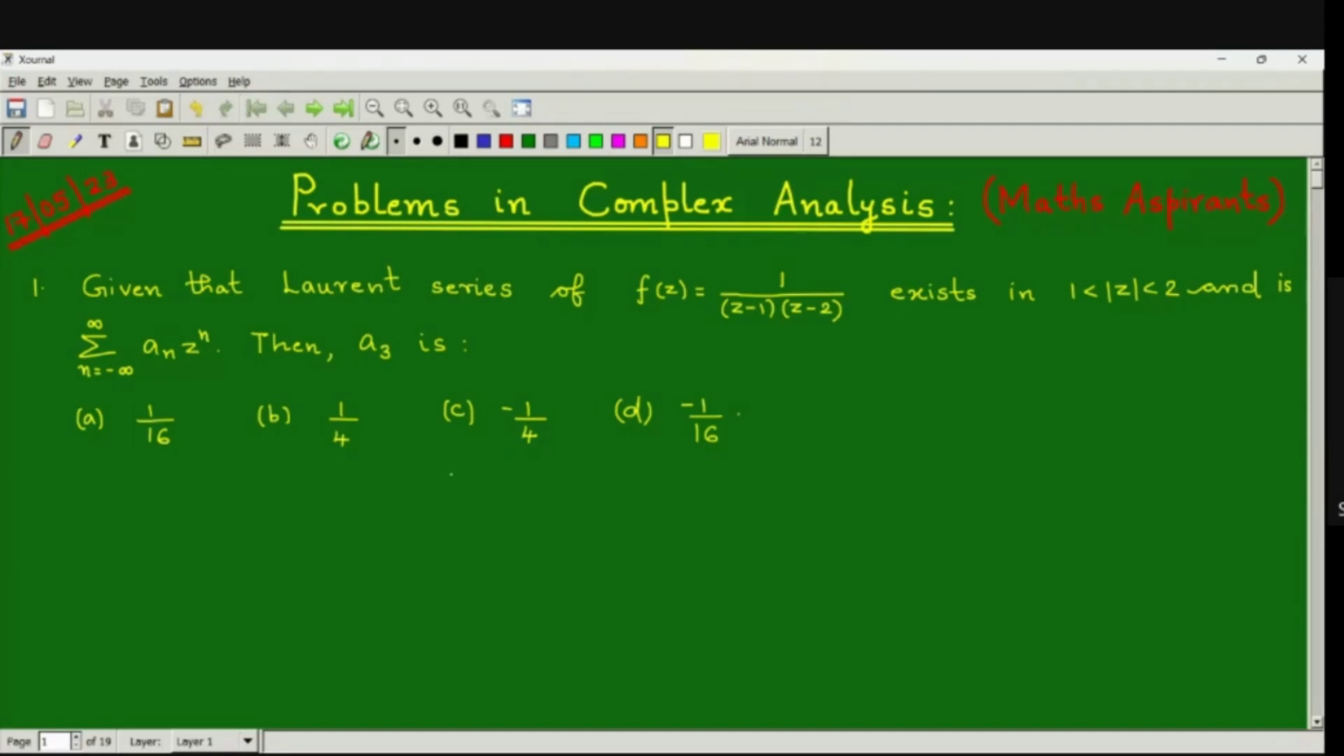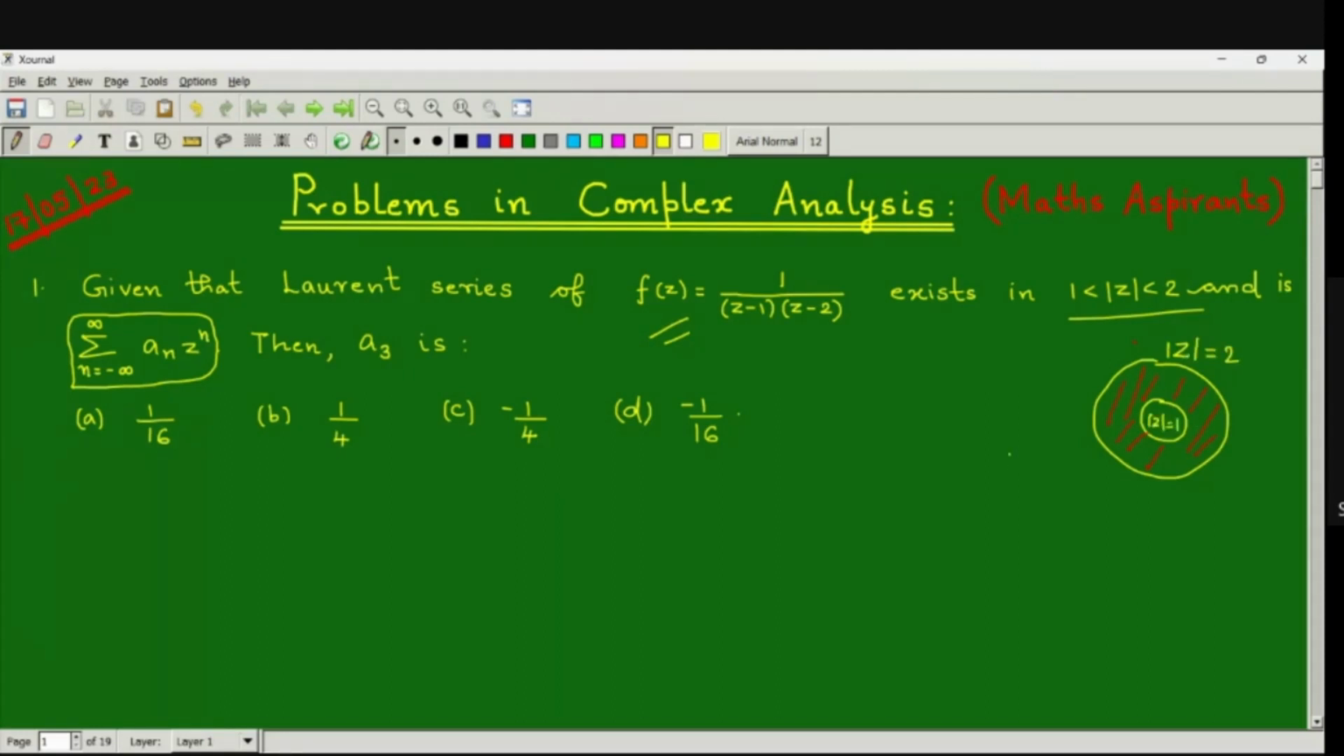Okay. So the first question is that we are given a Laurent series of this analytic function. And the Laurent series is of this form, as you all know, right? Now, where does this Laurent series exist? Of course, it exists in this annulus. What is this annulus? It is the region where mod z equal to 2 and mod z equal to 1.